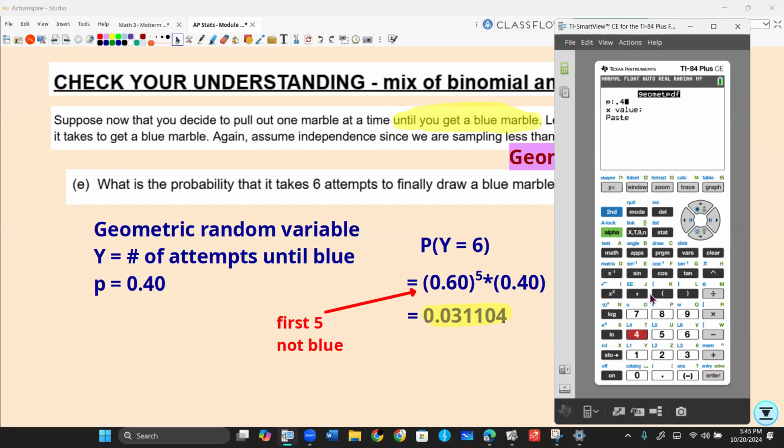So our probability is 0.4. Our X value is going to be 6. And there's your 3.11% as well.